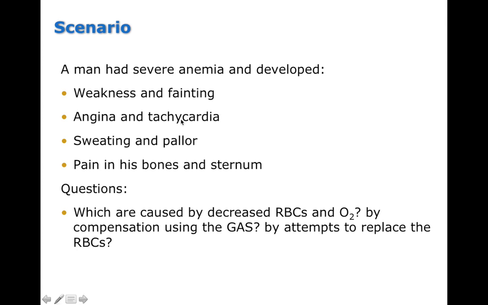That's tachycardia. Sweating and pallor would essentially be associated with an increase, so sweating would be an increase in your sympathetic nervous system, right? So the ability to transport oxygen throughout your body. And then pallor, which is the paleness of skin, would be more associated with low red blood cells and O2. And then pain in your bones and sternum.